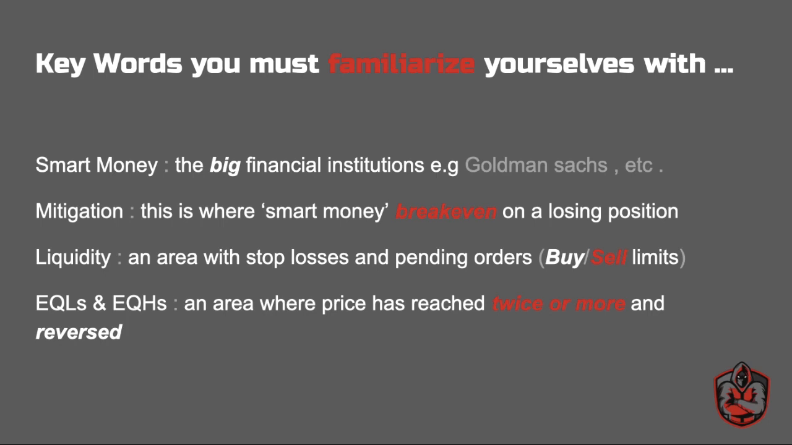Mitigation. Mitigation, you're going to hear me using that word quite a lot in the next lesson when I teach you guys order blocks. Essentially, all it means is that this is where smart money break even on their losing position. Liquidity. Liquidity is simply an area where there's a lot of stop losses and pending orders. Equal lows and equal highs is just an area where price has reached twice or more and reversed, such as support and resistance levels, double tops, and double bottoms.